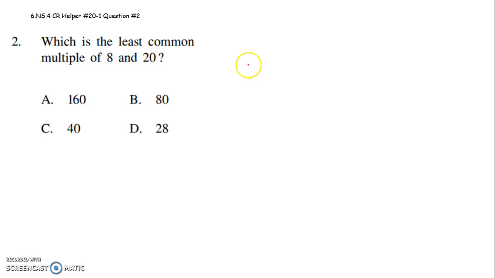Sixth graders, this is to help you with question 2 on CR 20-1. It says, which is the least common multiple of 8 and 20? So what I'll do is I'll write out the multiples of 8. Then I'll write out the multiples of 20. And I'll find the least common multiple, the smallest common multiple.